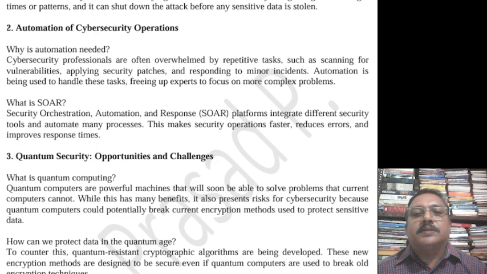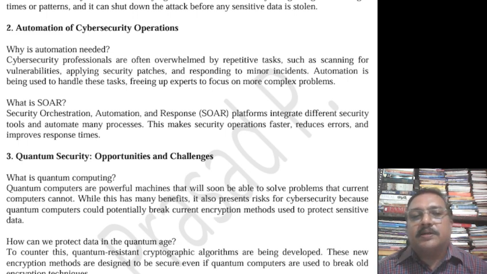Second topic, that is automation of cybersecurity operations. Cybersecurity professionals often have too much work and are overwhelmed by repetitive tasks. They are doing the same task continuously, checking and checking again. They will get overwhelmed, and they may neglect it. Such tasks include scanning for vulnerabilities, applying security patches, and responding to even minor incidents, checking them.